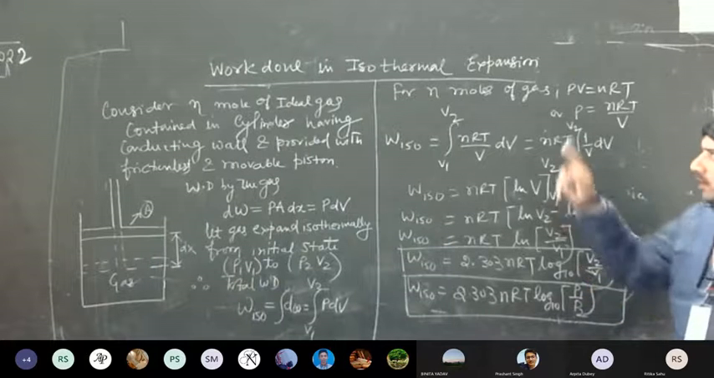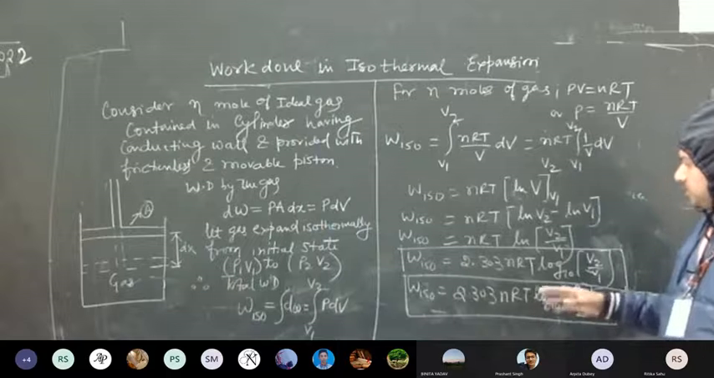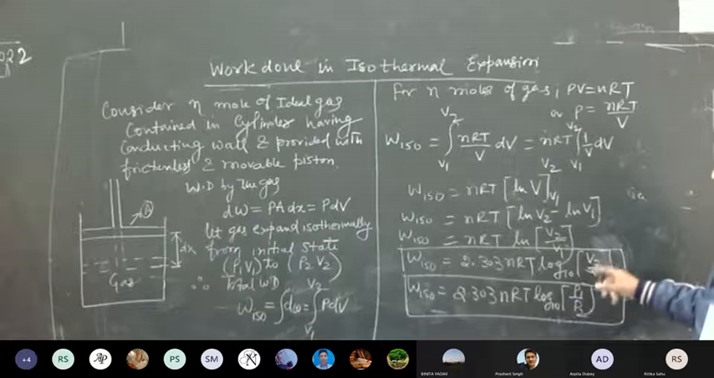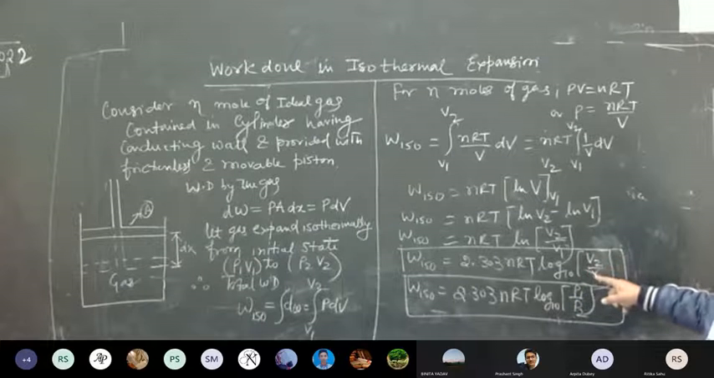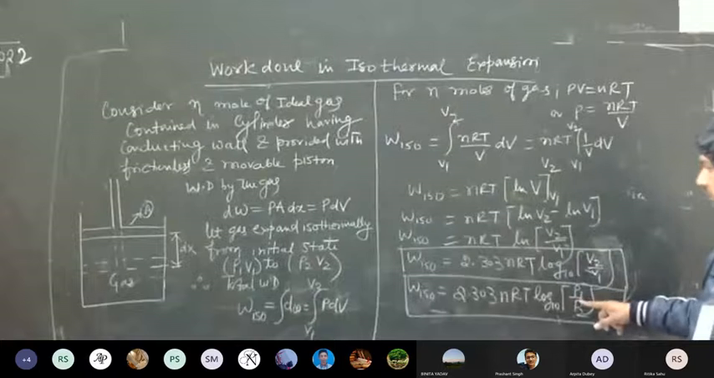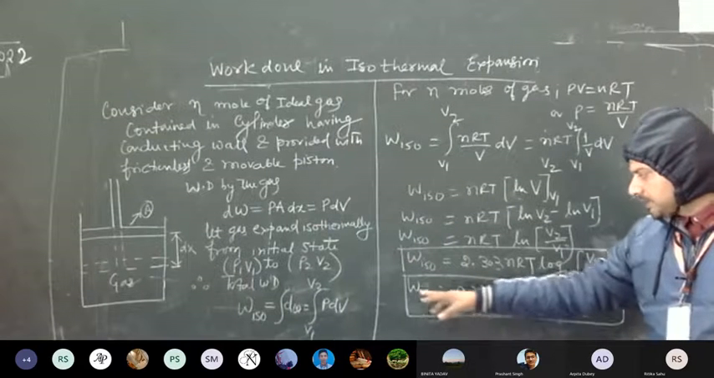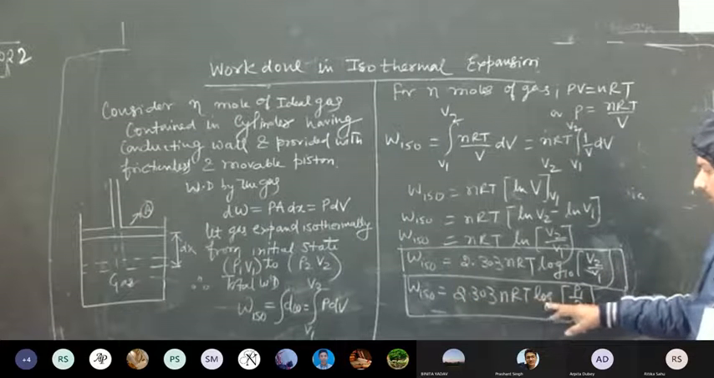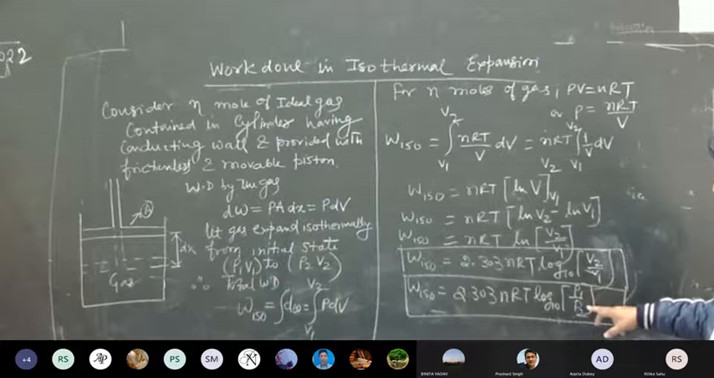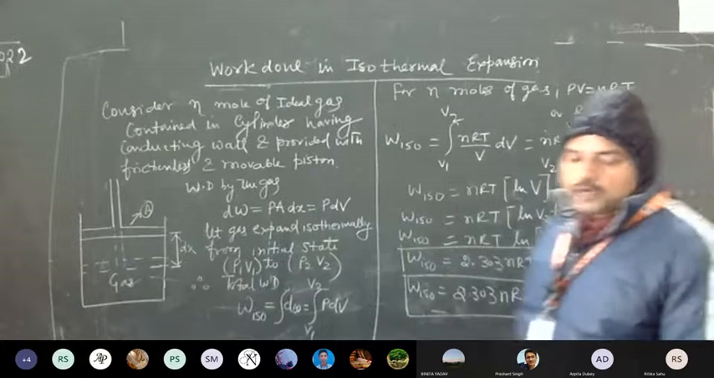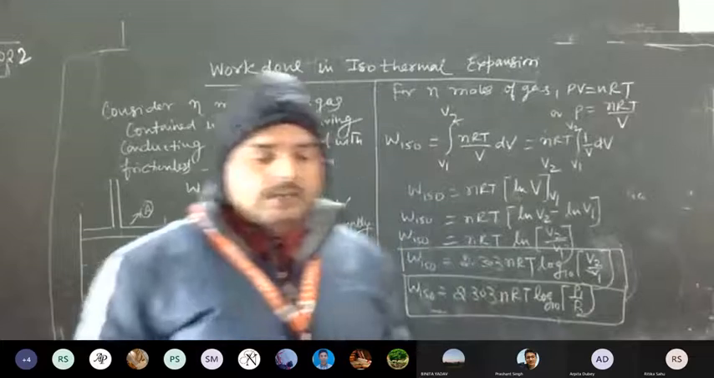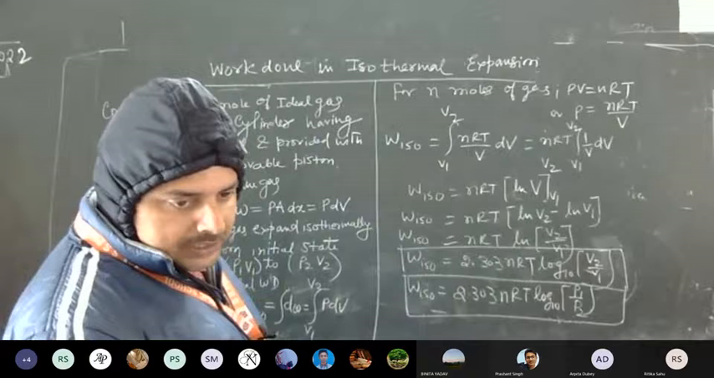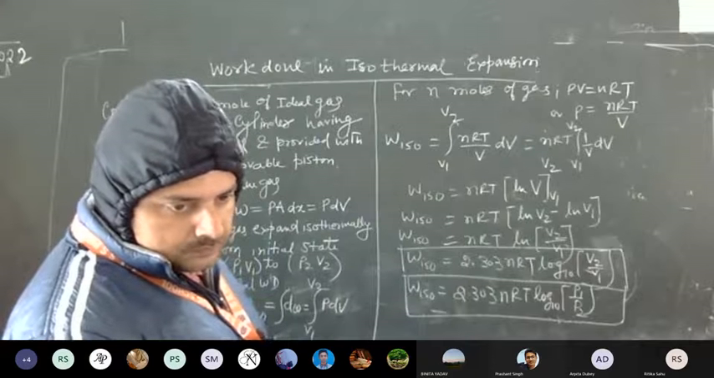Now also we know that for isothermal process, the equation is V2 upon V1 is equal to P1 upon P2. Therefore, we can replace V2 upon V1 by P1 upon P2. So, this equation can also be written as W_iso is equal to 2.303 nRT log with the base 10 P1 upon P2. So, this is the work done during expansion in isothermal process. So I hope you could understand this derivation very easily.